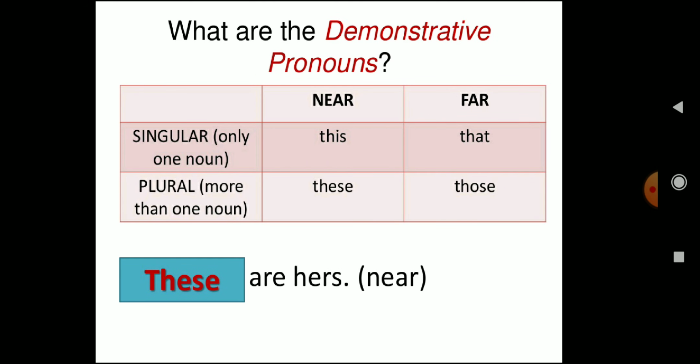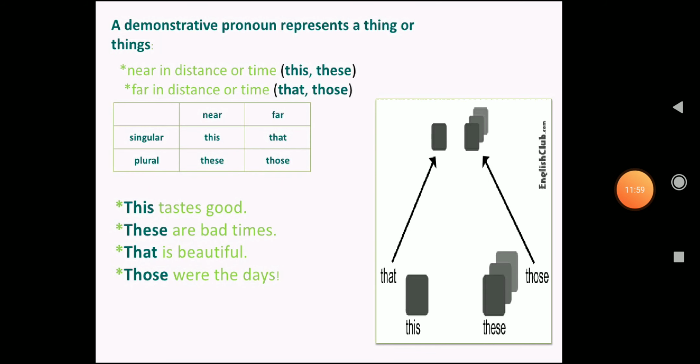Second example, these are hers. So we are talking about near objects. Okay, so we are using what? These. Those are not yours. We are talking about far away objects. So we are using those over here. Understood? Now if you look at this table, it will be more clear to you what is the concept of near and far. Okay.